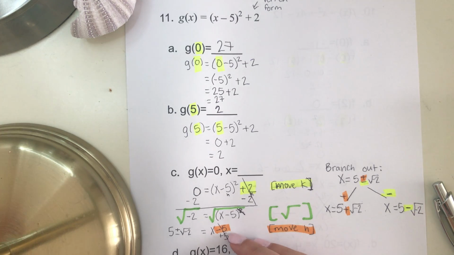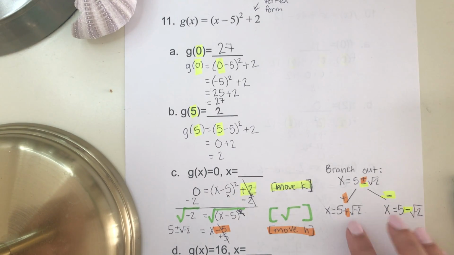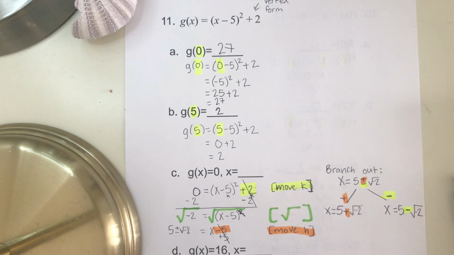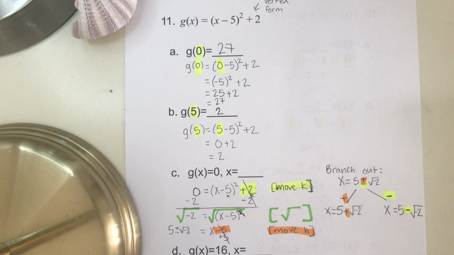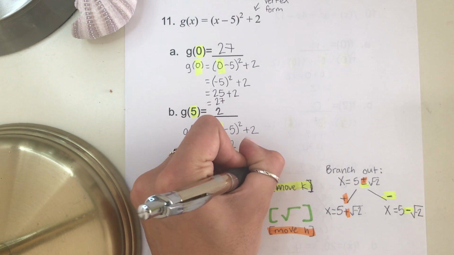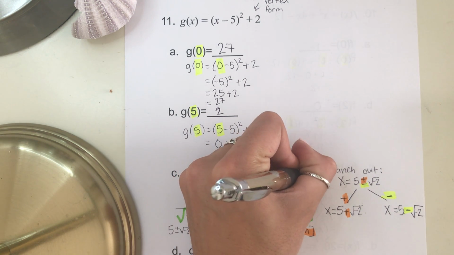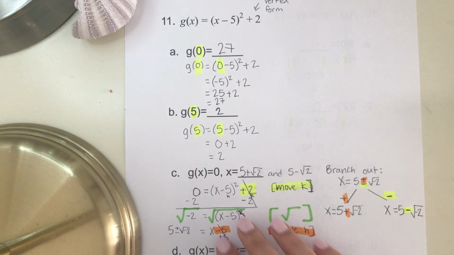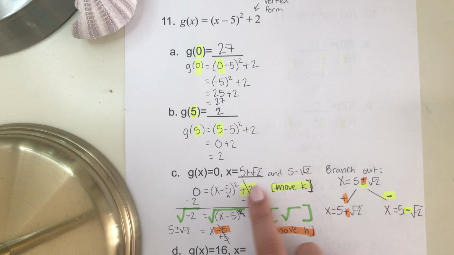Now, it's going to be left in this form because the root of negative 2 is an imaginary number, which we will not get into until later. So we're just going to leave it like this and write the answer here. And those are your two solutions.